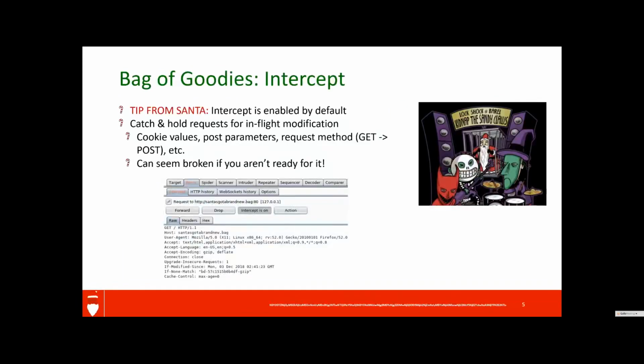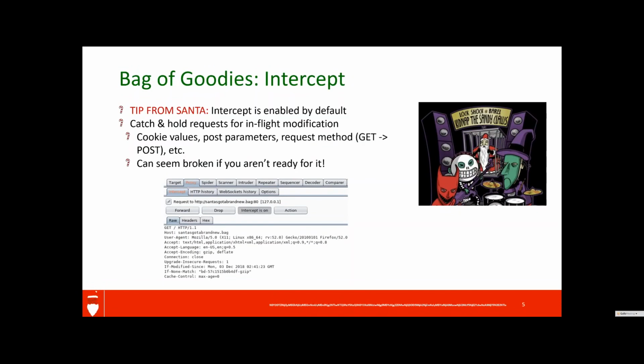So let's dig into some of the bag of goodies that make Burp so useful to us. One of the major features that you'll notice right away just firing Burp up is that it has a feature called intercept. Now, another tip that Santa wanted me to include is that intercept is enabled by default. For people who are new to using Burp and are just getting started, this can be a little bit tricky because what intercept does is it catches and holds your request so that you can modify it in flight. This can be things like cookie values, post parameters. You could even swap the entire request method from a GET to POST, for example. But this can seem broken if you don't know this ahead of time.